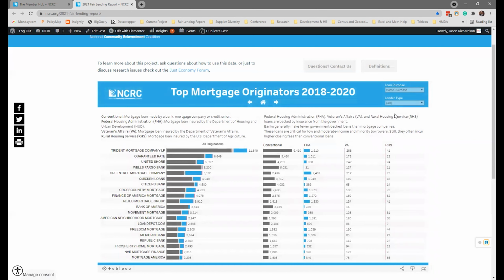Here are the top mortgage originators in this area. And as I said, Trident Mortgage Company is the largest with 11,649 originations of home purchase loans in the 2018 to 2020 time period. This also shows a breakdown of how many of those loans were conventional and how many of them used FHA, VA, or RHS funding.